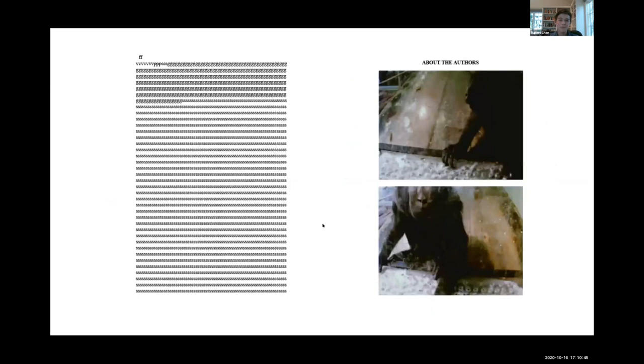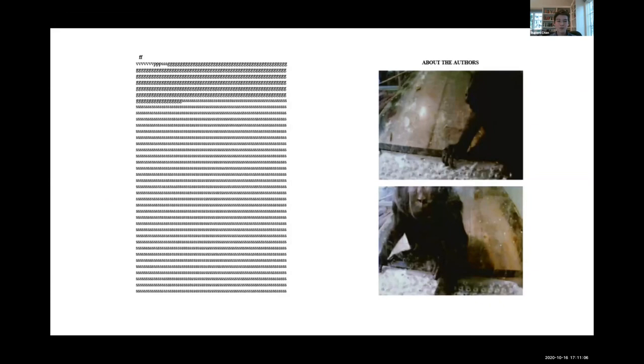So this on the left is the first page of the output of the monkeys, which, as you can see, would take a very long time to produce anything resembling words. Which I thought was a kind of funny point to make.